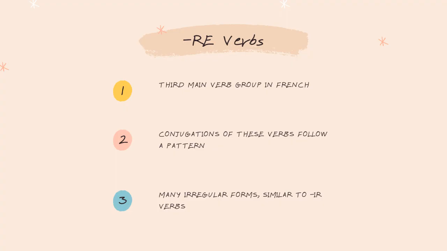So there are three things to keep in mind when using the RE verbs, and the first is that it's the third main verb group in French. In previous episodes we talked about the ER verbs and the IR verbs, and the RE verbs are similar in that they're one of the most common verb groups in French, which is why they're important to learn. Most of the RE verbs do follow a conjugation pattern. However, there are many irregular forms as well, which basically means that they don't follow the exact pattern, and this is similar to the IR verbs as well.